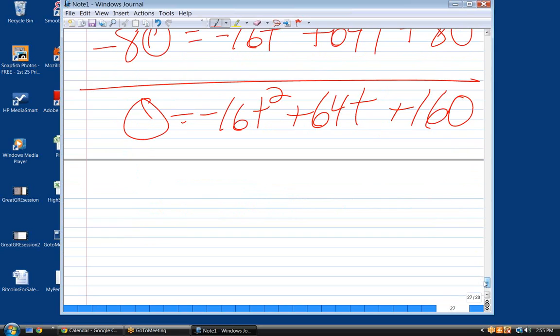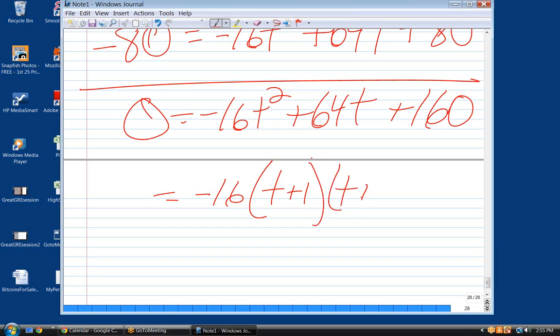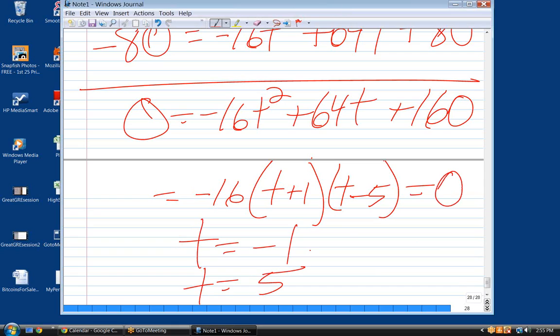And you always get two solutions with a quadratic equation. One of them is going to be positive, one of them is going to be negative. In other words, if I solve this, I got t is equal to minus 1 or t is equal to 5.